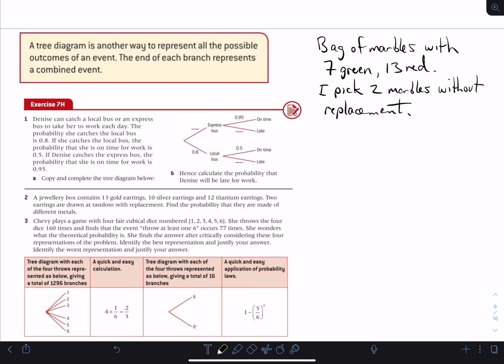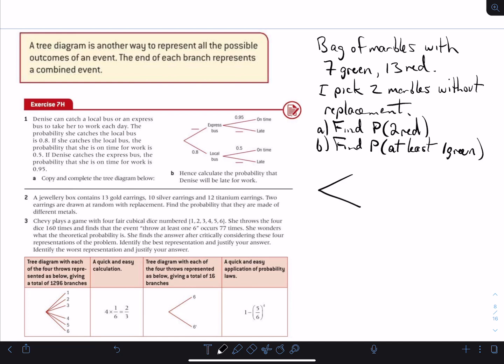And then I can say, find the probability that I get 2 red ones. Or find the probability that I get at least 1 green. Okay, so what I could do is draw a quick tree diagram. Your Venn diagram won't work in this one because the outcomes are changing depending on what happens first. So what do I mean by that?